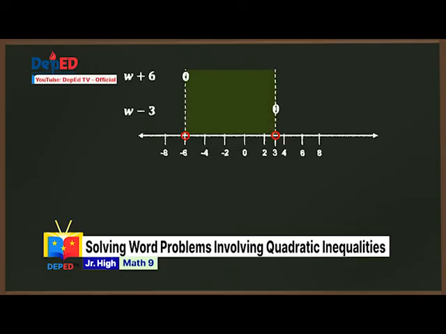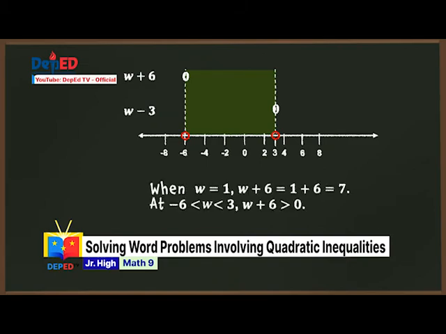In the region between -6 and 3, we may use 1 as the test value. So when w is equal to 1, w plus 6 will be equal to 1 plus 6 and the result is +7. Hence, in this region where -6 is less than w and w is less than 3, the value of w plus 6 is positive.